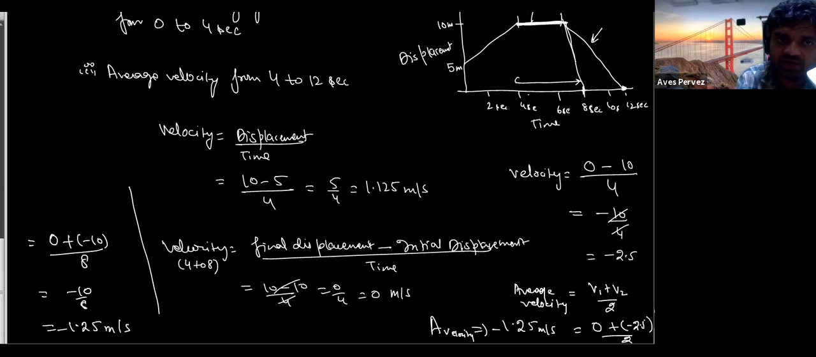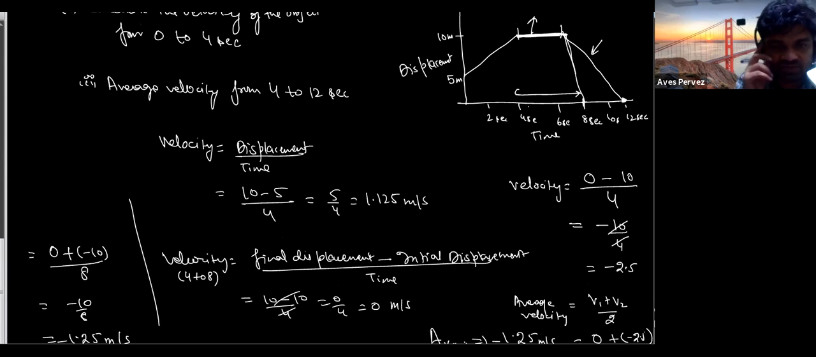So here is the second part, where you need to calculate the average velocity from 0 to 4 seconds. We have a simple formula: velocity is equal to displacement upon time. But we need to calculate the average velocity, so we have two formulas: the total displacement upon total time, or, if we have velocity 1 in the first case and velocity 2 in the second case, we can add these two and divide by 2. Here, first we are calculating the average velocity from 4 to 8 seconds.